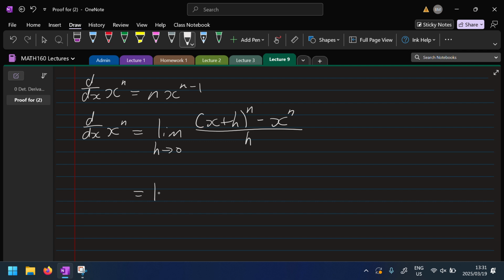So this will be the limit as h goes to 0. Now we have x plus h to the n. There's only one thing we can do with that: expand it out. If it was x plus h squared, you would expand it as a square. If it was x plus h cubed, you expand it as a cube, a plus b cubed. So we do exactly the same thing. But when you're expanding something to the power n and you don't know what it is, we need to use, what do we use? Think back to the first week.